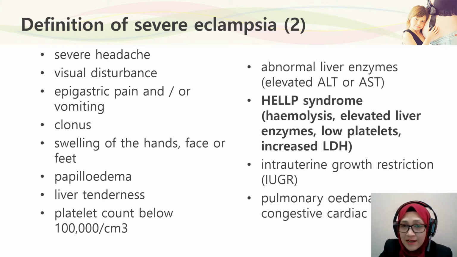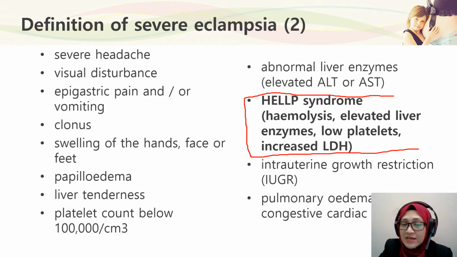So HELLP syndrome, like I mentioned earlier, is a syndrome in which the patient has all of these 4 presentations. She could have hemolysis, elevated liver enzymes, low platelets, and increase in LDH. If the patient has all of these conditions, then she is defined to have HELLP syndrome. So it comes together with severe eclampsia.